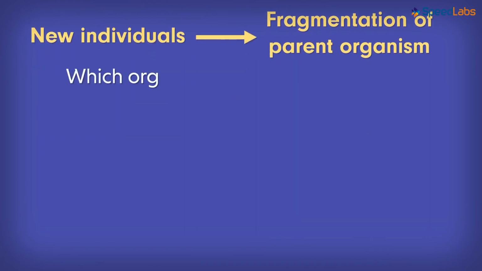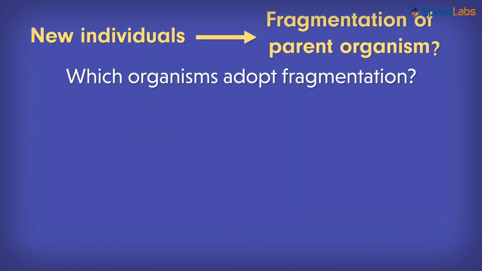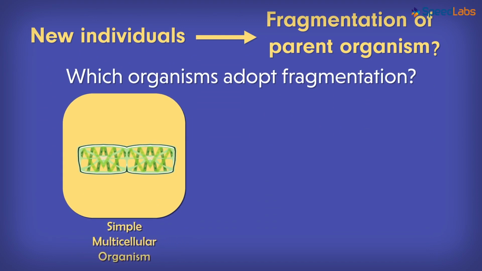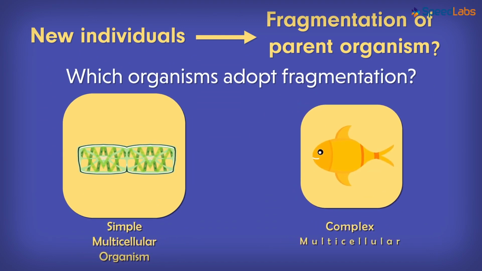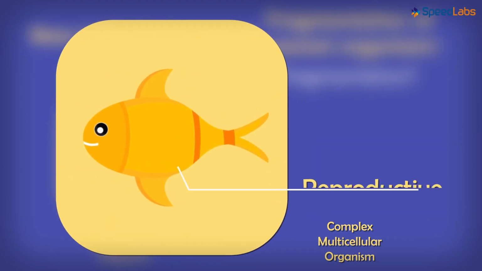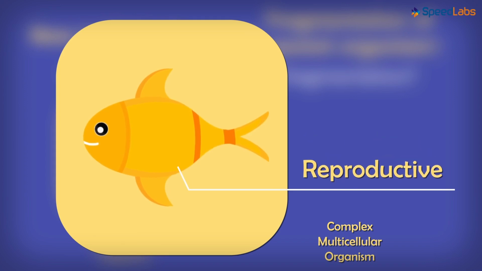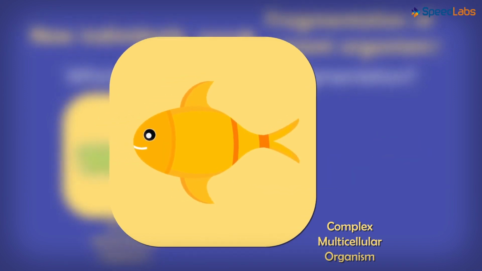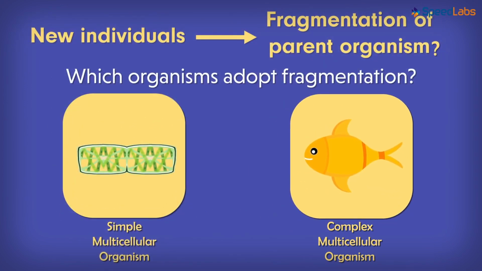But which organisms do you think adopt this mode of reproduction? The simpler multicellular organisms or the more complex ones? I want you to tell me which organisms have a distinct reproductive system. You're right. Only the complex multicellular organisms have a distinct reproductive system. Do you think that the complex multicellular organisms need to reproduce with the help of fragmentation then? No, they don't need to do so as they are equipped with organs for reproduction.